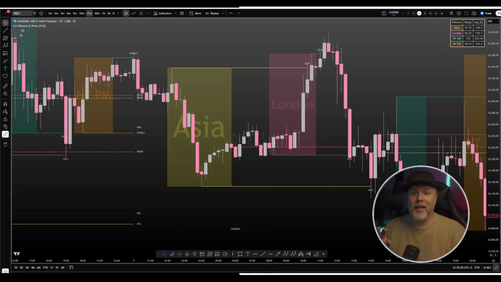Liquidity. Liquidity is one of the most important concepts in this course, and one of the least understood by beginners. Liquidity is resting orders, specifically stop losses and passive orders, waiting to be triggered in the markets at obvious levels. When retail traders put their stops just below a swing low or just above a swing high, those stops become liquidity targets. So I'll just quickly show you how we use it.